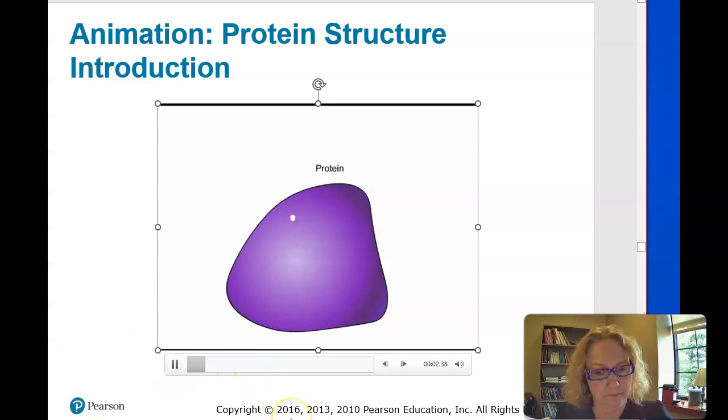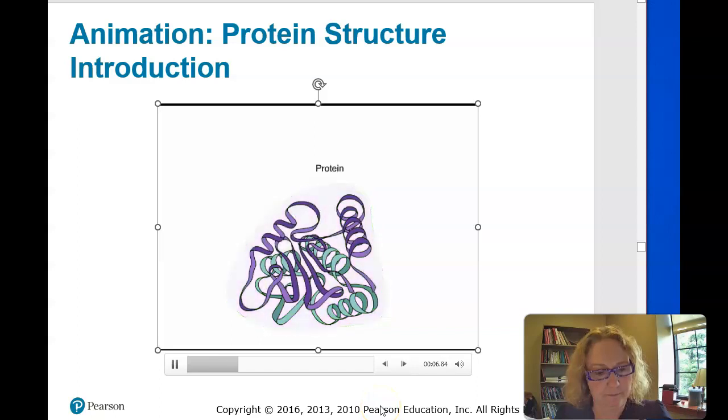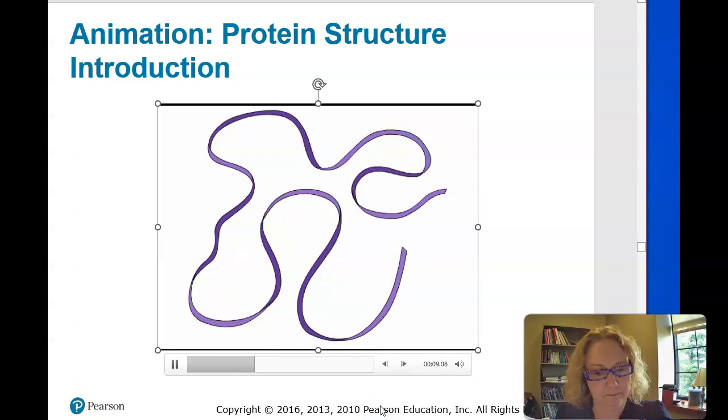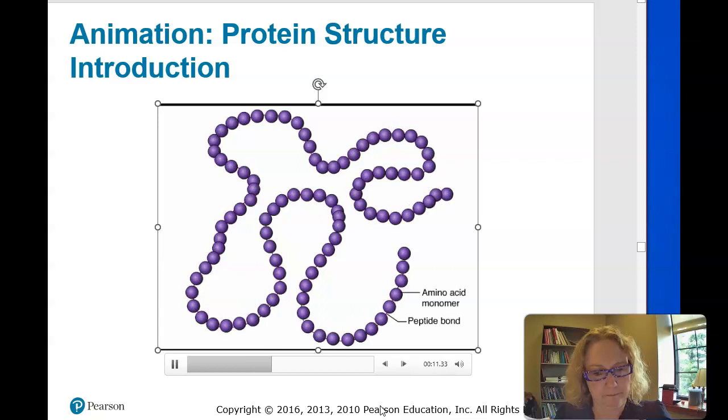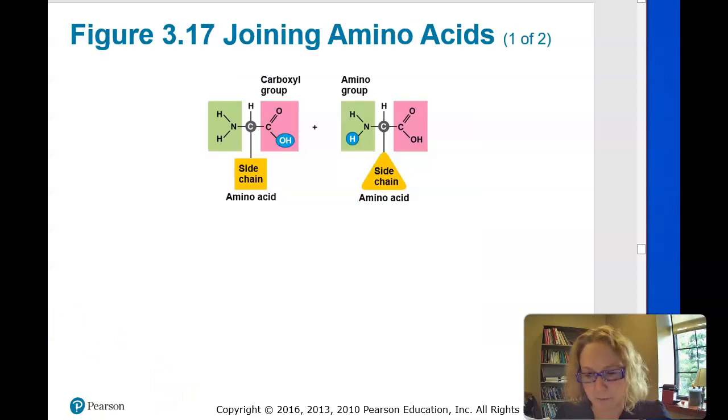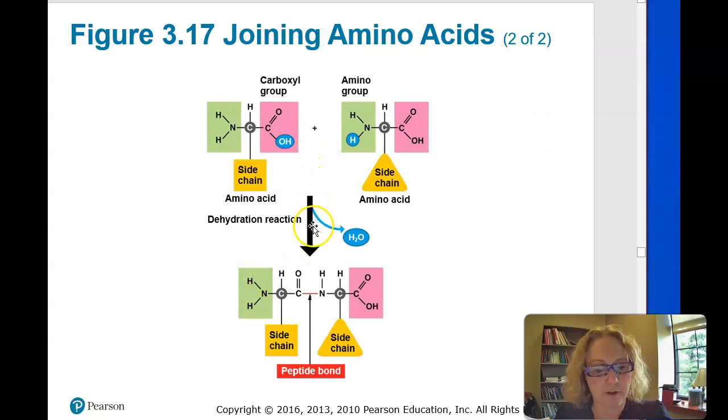Most proteins are folded into a complex globular shape. Each protein molecule consists of one or more chains of amino acid monomers. The amino acids are linked by peptide bonds, so a protein polymer is often called a polypeptide. Because they are so complicated, proteins are usually described in terms of 4 levels of structure. We'll talk about the 4 levels of structure in a minute. So they are joined together by a dehydration reaction that forms this peptide bond.